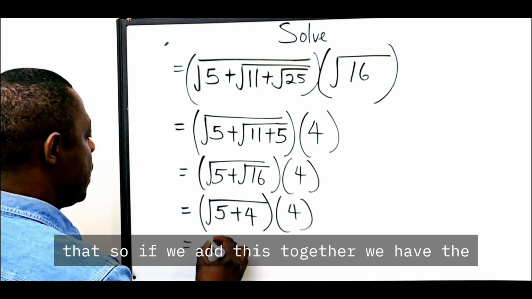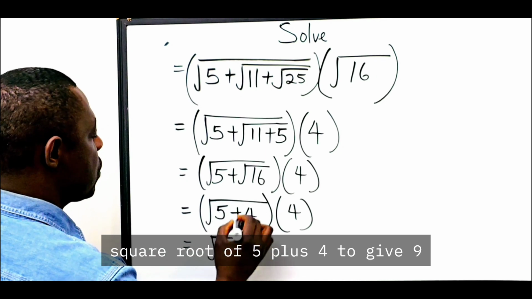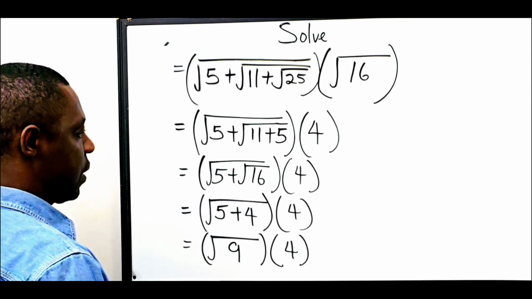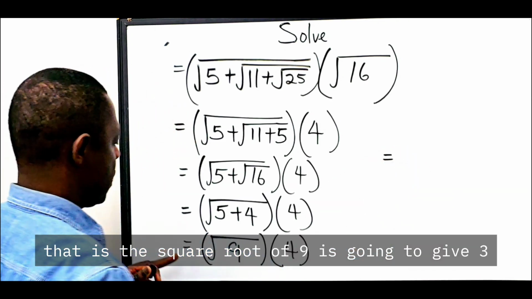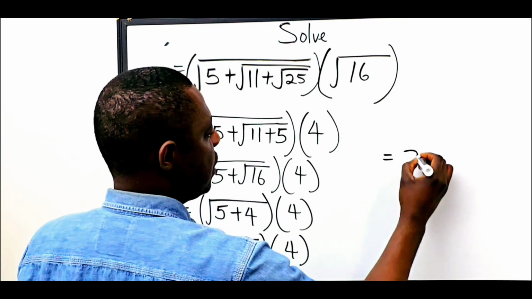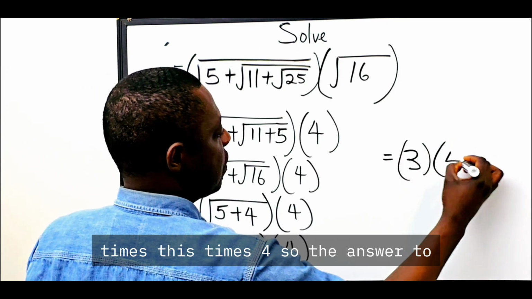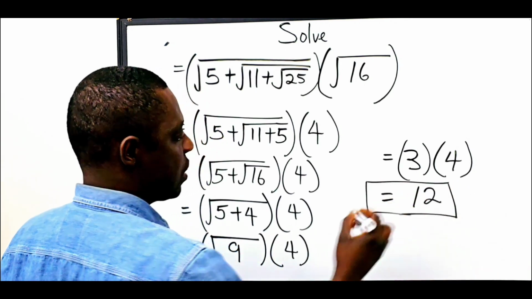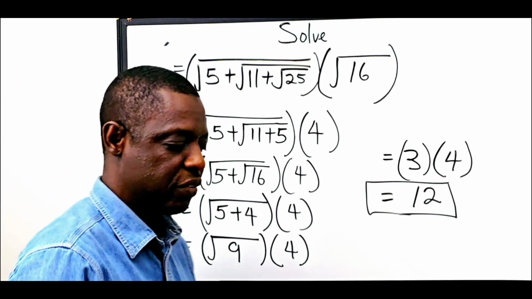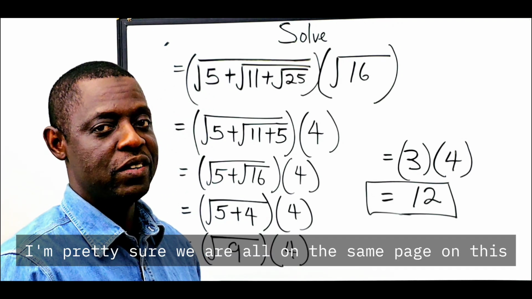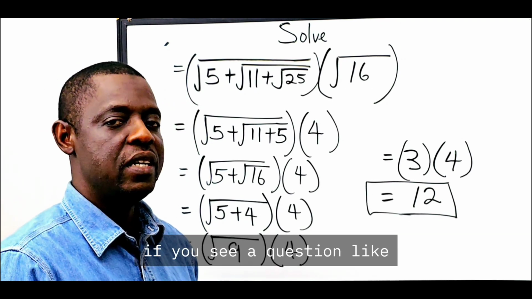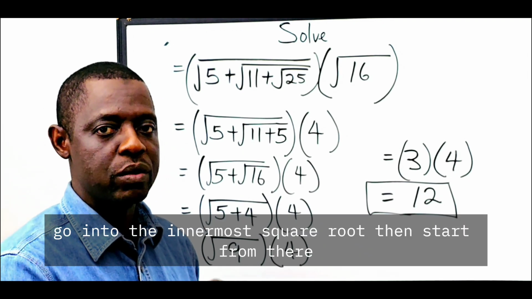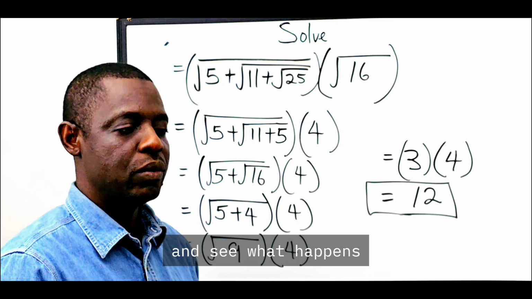So if we add this together, we have the square root of 5 plus 4 to give 9. Everything now into this. So our answer to that is the square root of 9 is going to give 3 times this times 4. So the answer to that is going to give us 12. So the answer to the question is 12. I'm pretty sure we are all on the same page on this. If you see a question like that, the first thing to think about is to go into the innermost square root, then start from there and see what happened.